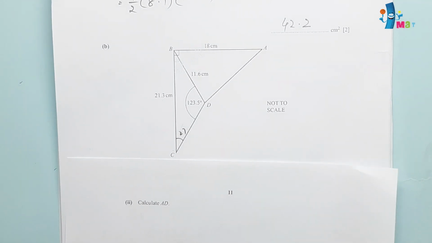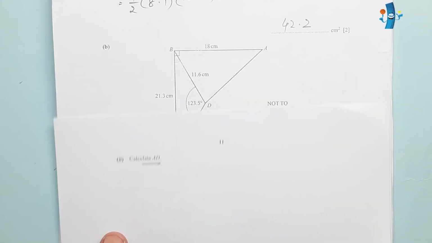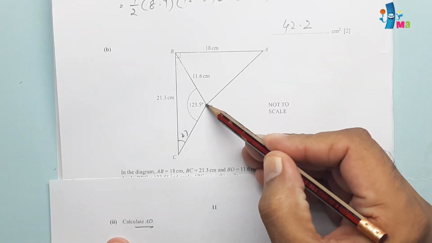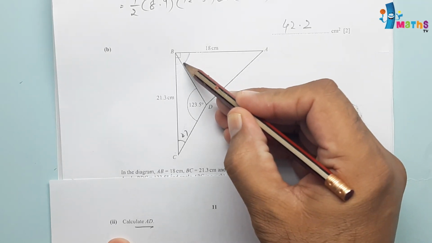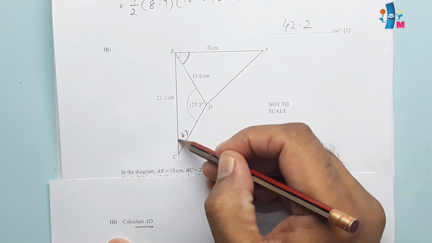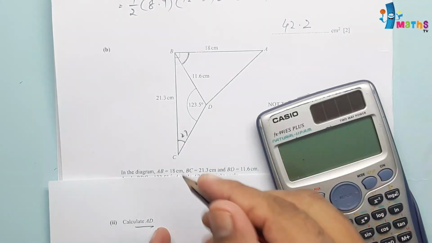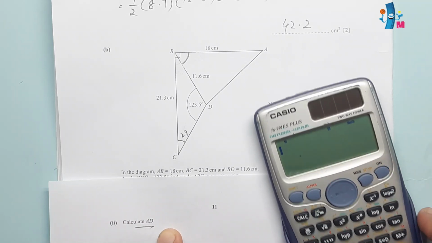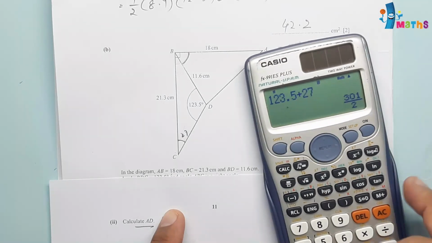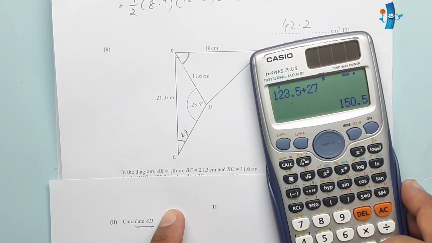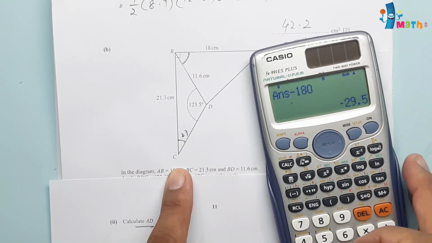Question number 7, B part. We have to calculate AD. AD is this side of the triangle. So to find this side, we will apply cosine rule. But for that one, we require this angle. We can calculate this angle by reference of this one. This is 27. So we will use calculator to find angle CBD. So this will be 123.5 plus 27 will be equal to 150.5 minus 180.